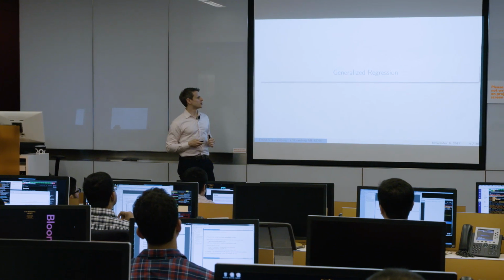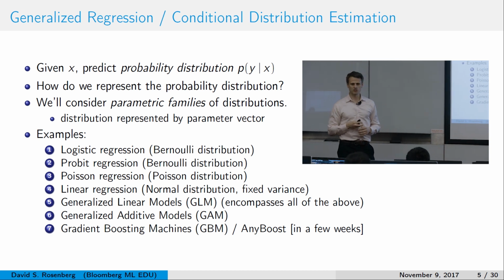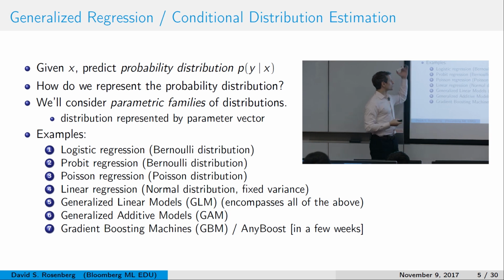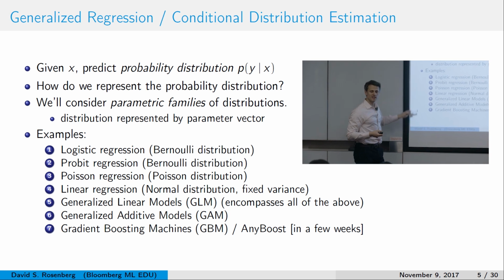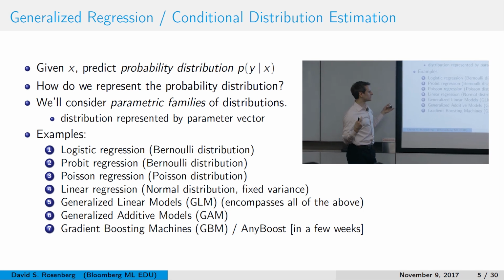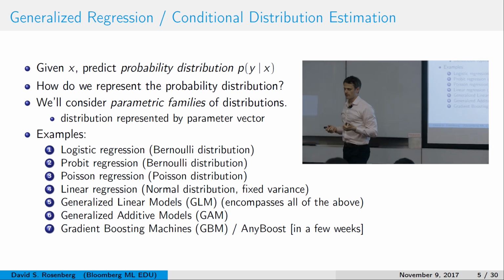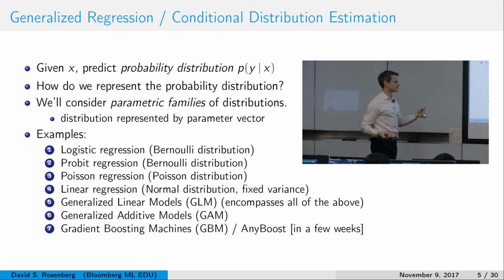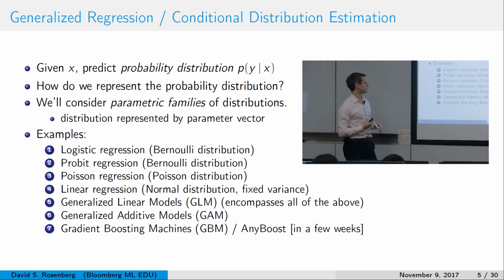So we'll talk about generalized regression, which is not the most common term, but I think conditional distribution estimation is standard. And the setting is a rehash. Given x, we're predicting a probability distribution of y given x. And just some examples of named models that fall into this framework: logistic regression, probit regression, Poisson regression, linear regression, generalized linear models, as I said, and all those are linear, and then generalized additive models, which we mentioned in answer to a question earlier this year.